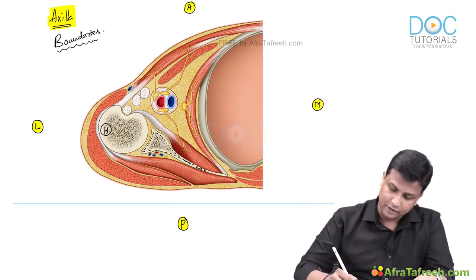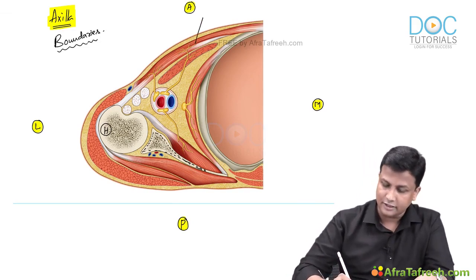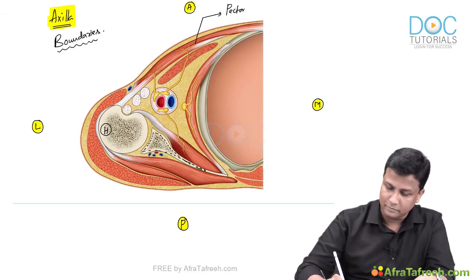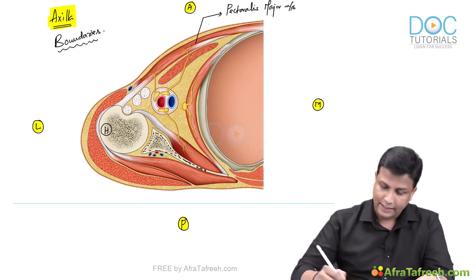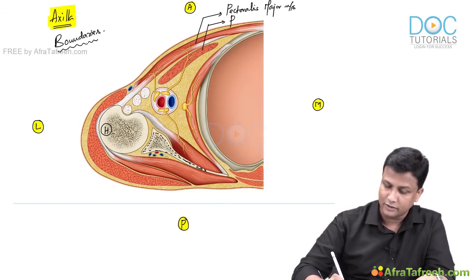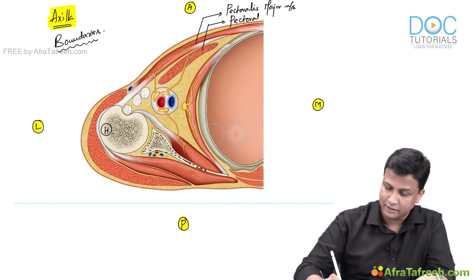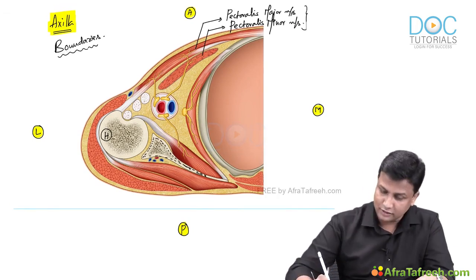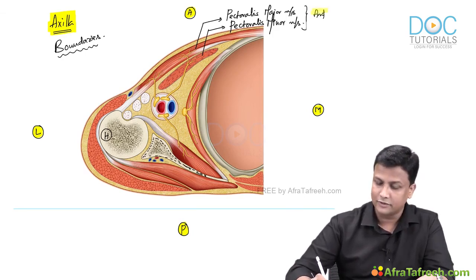So now in this diagram here, first of all, let us see the anterior boundary here. This muscle without any doubt will be the pectoralis major muscle. So this will be the pectoralis major muscle, and just beneath that pectoralis major muscle, you are able to identify this one here as your pectoralis minor muscle. So there will be a pectoralis major and there will be a pectoralis minor muscle, and these two together are going to form the anterior boundary or the anterior wall of the axilla.